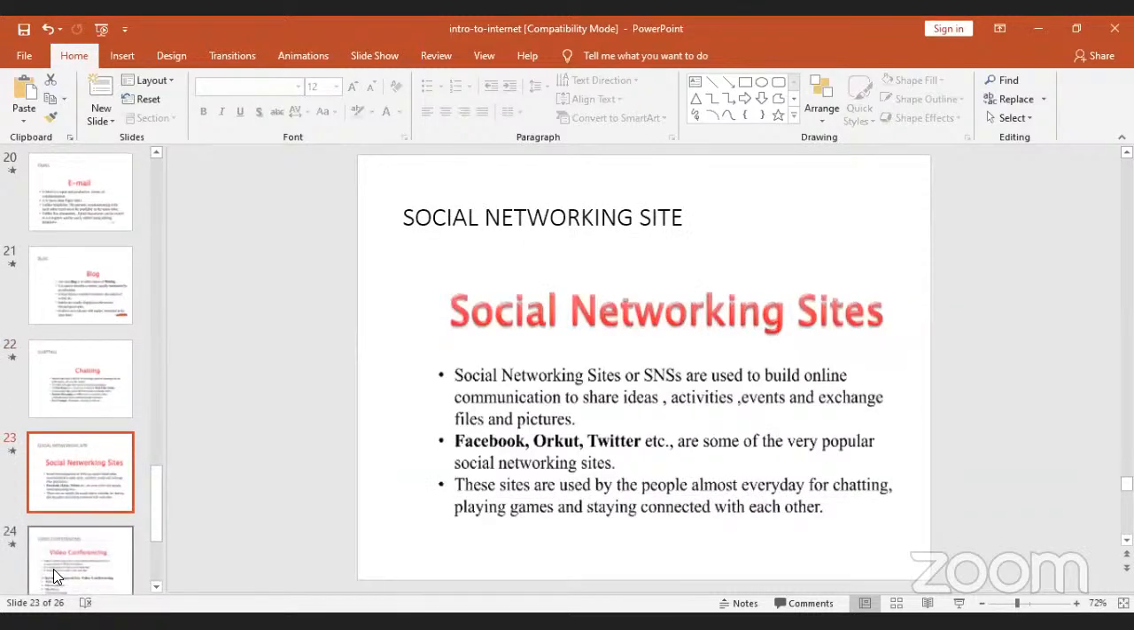We have social networking sites like Facebook, Twitter. So social networking sites, or SNS, are used to build online communication to share ideas, activities, events, and exchange files and pictures. So let's talk about the examples. And these sites are used by people almost every day for chatting, playing games, staying connected with each other, and all that.